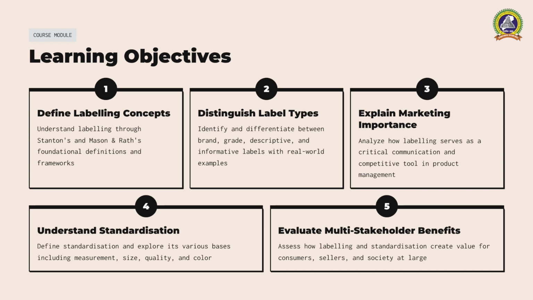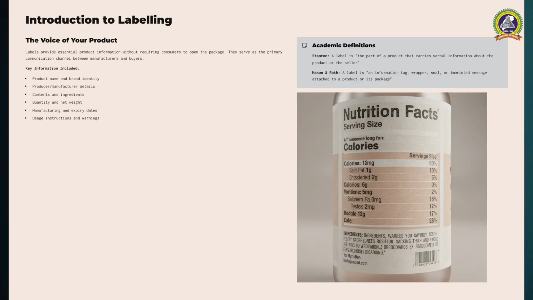Fourth, you will be able to explain the meaning and significance of standardization in the manufacturing and agriculture sector. Fifth, you will be able to identify the various bases upon which products are standardized. Sixth, you will be able to evaluate the advantages of standardization from the distinct perspectives of the consumer, the seller and society at large. Let us begin with labeling.